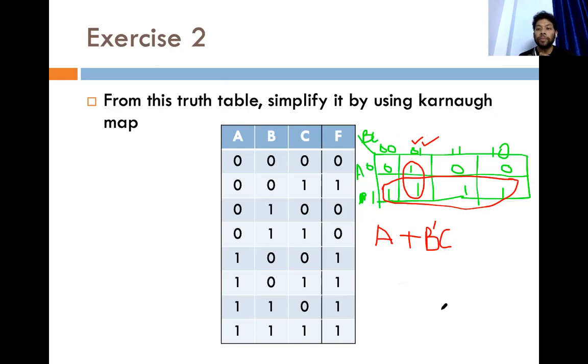Is this clear? This is just a small brief introduction so that you guys can understand. We'll concentrate first on the 2 variables and the 3 variables. Later on, we'll be doing 4 variables. Clear? All right, this is a small introduction on your Karnaugh maps. All right, thank you so much.